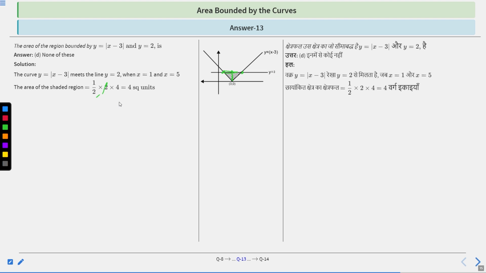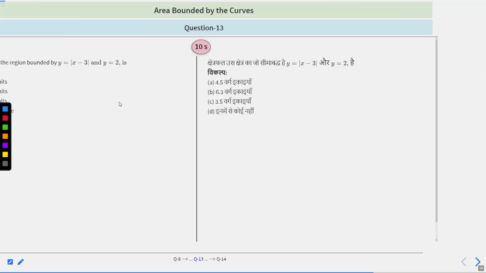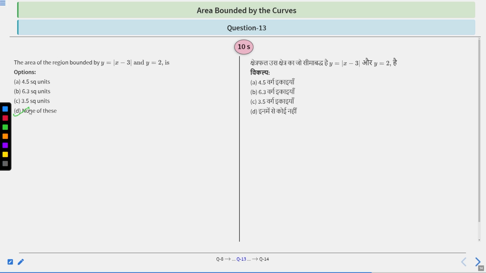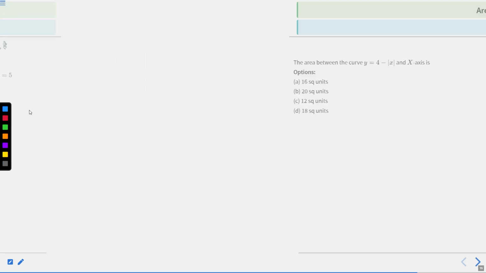Okay. So I think the answer is 4 square units. I think option D is the right choice because 4 is not given in the options. Okay. Let's move to the next question.